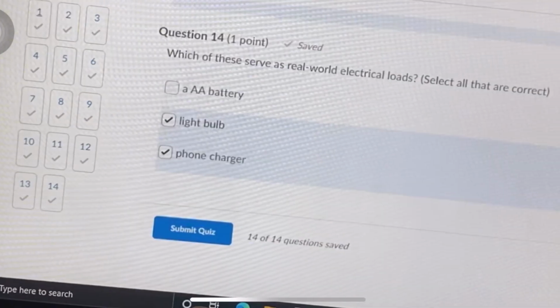Number 14, which of these serve as real world electric loads? The reason why AA battery is not right is because that is your voltage source. It doesn't take away from the circuit. If anything, it's the source that provides for it. And then light bulb, phone charger. Phone charger is taken away from the current flow to charge your phone. And then light bulb, again, is just a load.